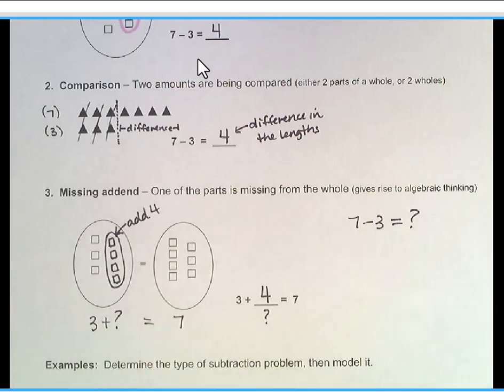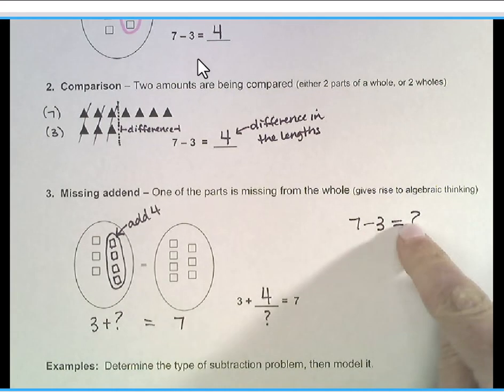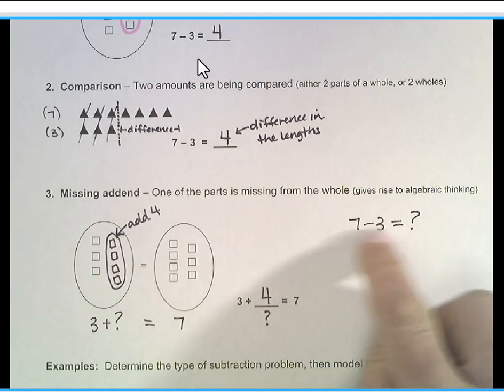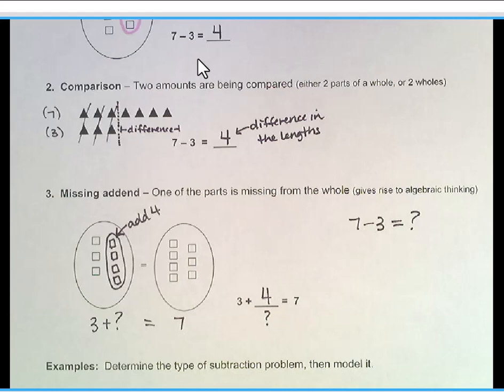So that's missing addend. It's just turning the subtraction problem around into an addition problem instead, and saying, what would I have to add to 3 to get to 7? Like, how many am I lacking? That's what we do for missing addend.